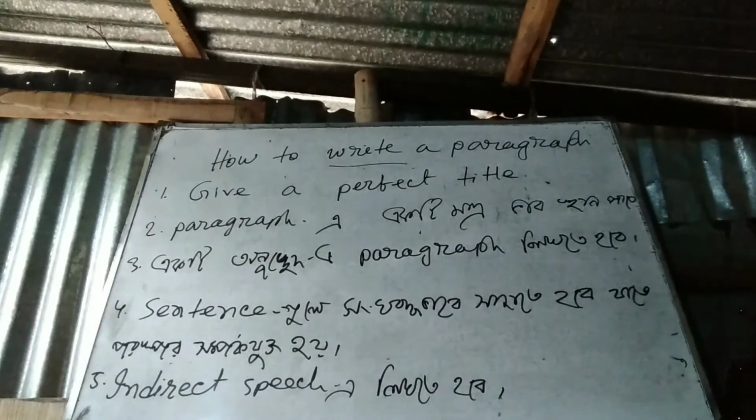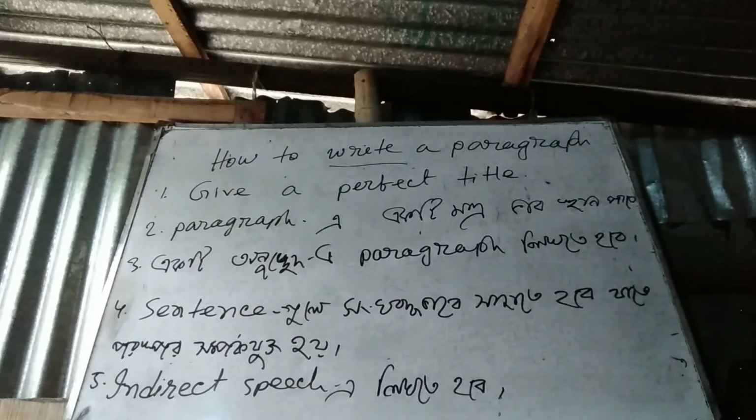So students, how to write a paragraph. We have to maintain some rules and regulations to write a paragraph correctly. Number 1, give a perfect title of the paragraph. Number 2, when you write a paragraph, there will be only one thought in your writing. Number 3, it should not be two or more steps or paras. It should be written in one para.